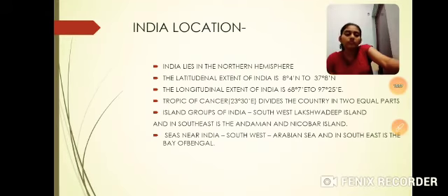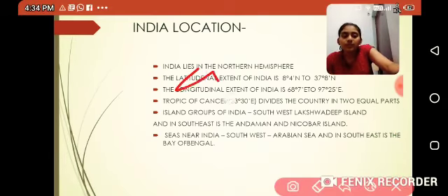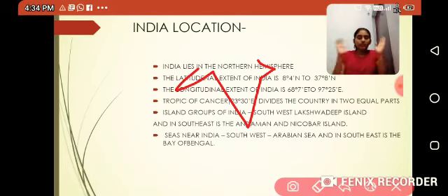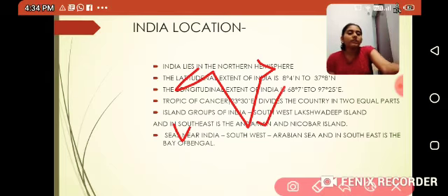Now, island groups of India. So this is how India looks. So this is the southwest and the southeast portions. Now at the southeast you have the Bay of Bengal, and at the southwest you have the Arabian Sea. In the southwest, the island group which is lying there is Lakshadweep Island, and in the Bay of Bengal, at the southeast, you have the Andaman and Nicobar Islands.